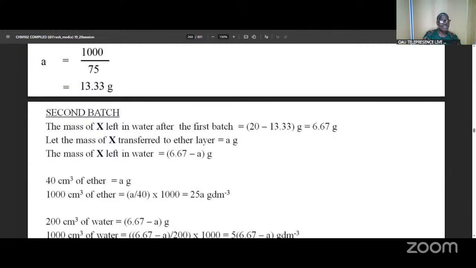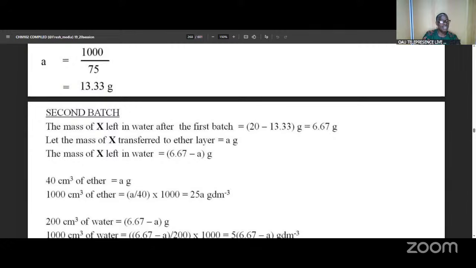Now, the same way we did for the first batch, we are going to do here again. Let the mass of X transferred to the ether layer also be A grams, and the mass of X left in water this time will be 6.67 minus A grams.